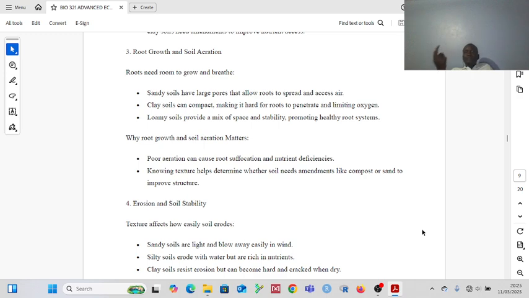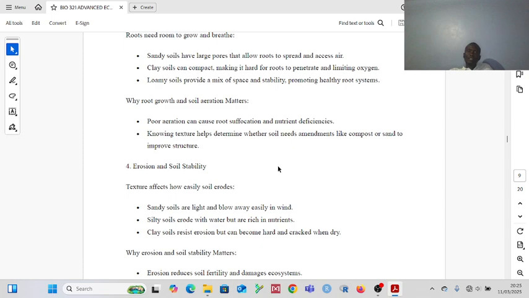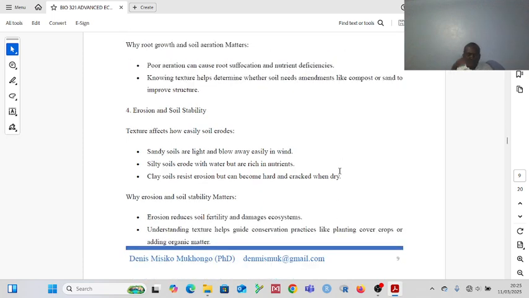Loamy soil is a perfect example. There is a mix of enough space, and there is a mix of stability. So it means plants that grow in loamy soils will be healthier, their roots will be healthier because they can easily penetrate, and they can easily access oxygen, the air that they need. Because of the ease of penetration, plants in loamy soils will be more stable compared to plants growing in these other types of soils.